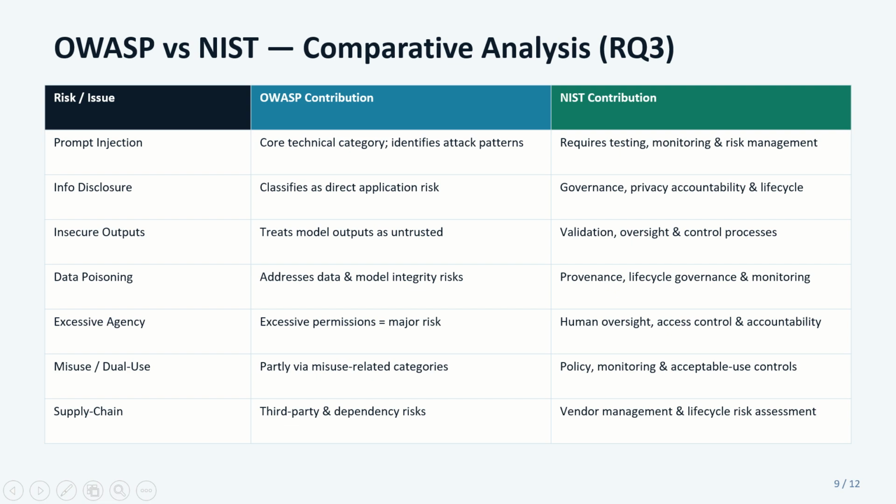If we draw a comparative analysis of OWASP and NIST, which basically deals with research question 3, three categories have been identified: the risk or issue, OWASP contribution, and NIST contribution. Prompt injection is a risk we identified through the literature review. OWASP contribution: a core technical category that identifies attack patterns. NIST contribution: requires testing, monitoring, and risk management. Information disclosure is classified as a direct application risk, with governance, privacy, accountability, and life cycle. Similarly for insecure outputs, data poisoning, excessive agency, misuse or dual use, supply chain, etc.